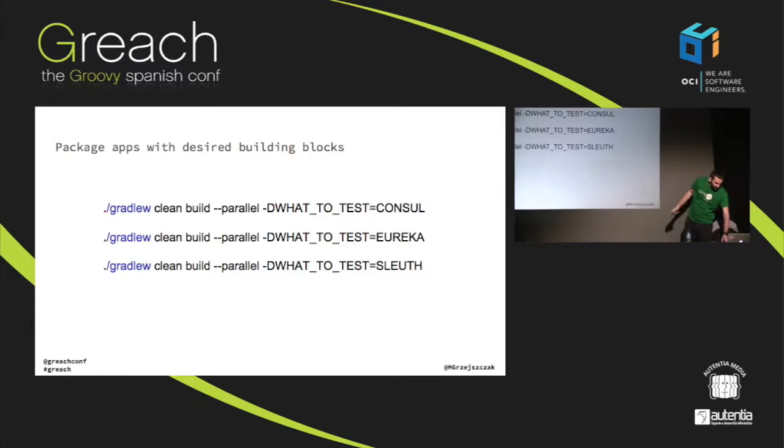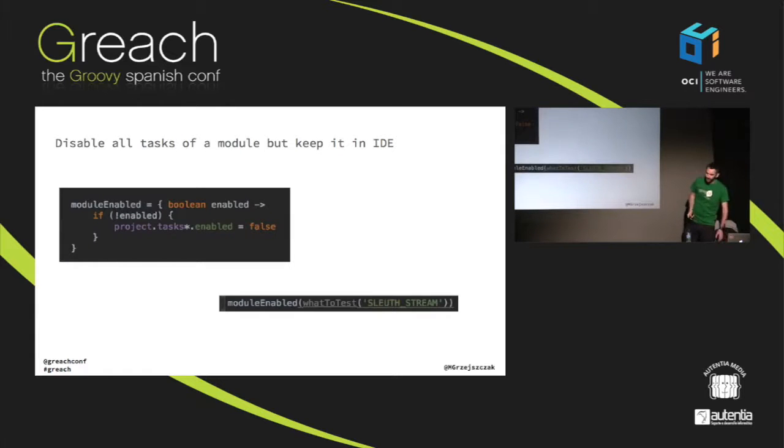And okay, so this is how I run it, right? And then inside the app, I know how to process this information. And how I do that is that first is the what to test closure, and the other one is module enabled, because I didn't want to, for example, build projects that I don't need. I wanted to skip them, but I wanted to have them in the IDE. So I couldn't, let's say, in the settings Gradle conditionally not import a project. I wanted all the projects to be imported, but I wanted during the build process to disable all tasks of a module. So here I just created another closure called module enabled, and I combined it with what to test.